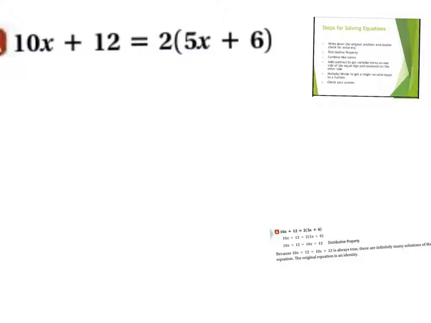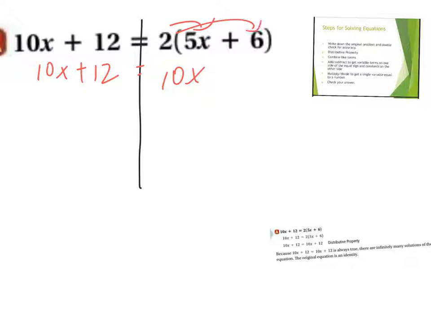Okay, so we're starting out with one. This is an identity. Notice I brought the steps along. You'll see why in just a second. But it starts out the same. Let's say you don't know that. I draw that line, right? And I start out with distributive property. On the right side, I've got distribution, so I'm going to bring down the 10x plus 12. On the right side, I'm going to have 2 times 5x is 10x. 2 times 6 is 12.